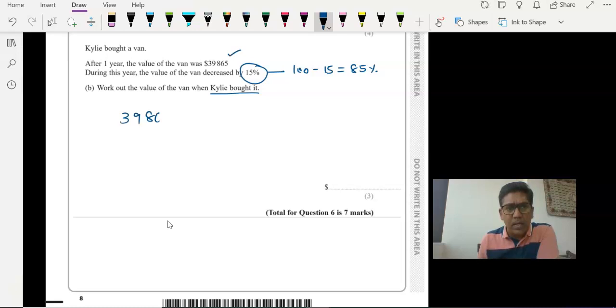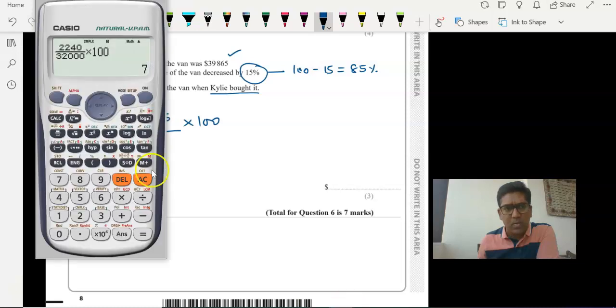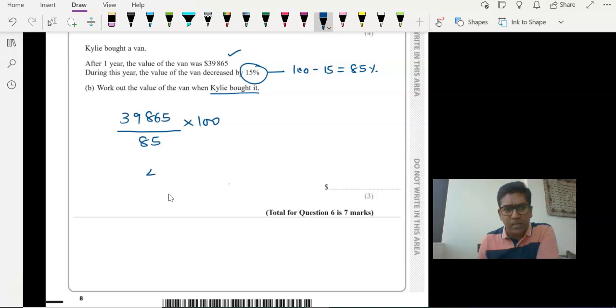So this amount, 39,865, is 85%. So you divide it by 85, it becomes 1%. To find the original, you multiply by 100. So that will give you your original price. So 39,865 upon 85. You can also do 0.85, so it will give you the answer directly. So it is 46,900. So when she bought the van, the initial price was $46,900.